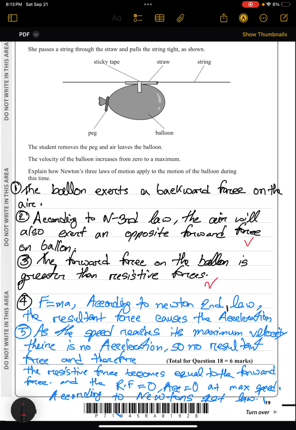But when the velocity reaches its maximum value, the acceleration becomes 0. And when the acceleration becomes 0, according to Newton's second law, the resultant force also becomes 0. And when the resultant force becomes 0, the resistive force is no longer smaller than the forward force. Then the resistive force increases and becomes equal to the forward force, so that the resultant force is 0. And when the resultant force is 0, the acceleration is also 0 at maximum speed, according to Newton's first law. I hope you guys have understood this question.